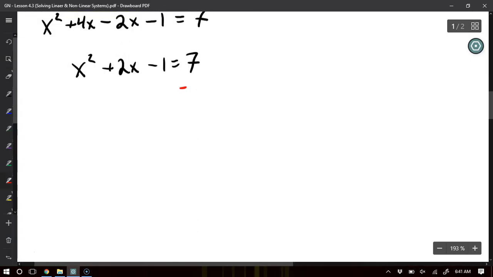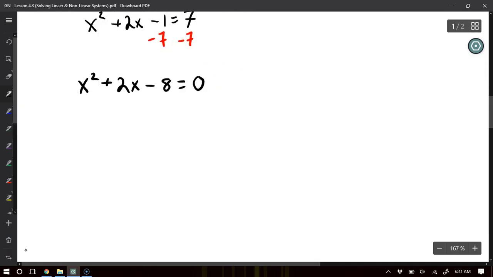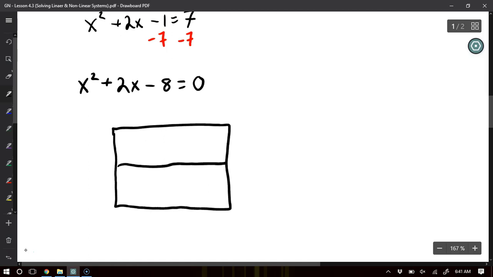So I want this to be 0, so I'm going to subtract 7 from both sides. So I have x squared plus 2x minus 8 equals 0. It's been a while since we factored, so let's go through the whole process again. We have our box. The x squared goes on top. The negative 8 goes on the bottom right. And over to the side, we're going to go ahead and just make our little diamond, our x.